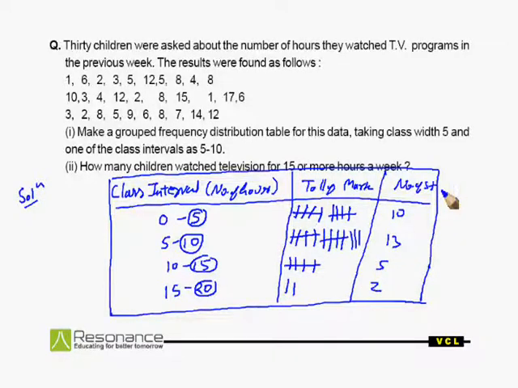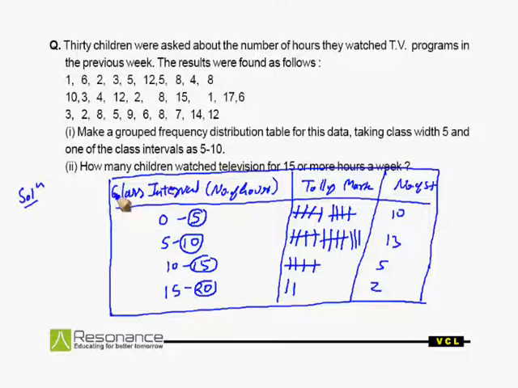So this is our frequency distribution table, or the group frequency distribution table, for the number of students who are watching the TV. So we see that the number of students who are watching the TV from 0 to 4 hours is 10, and the number of students who are watching the TV for 5 to 9 hours is 13, because the 10 is not included. So this is our table. This is our solution of the first part.